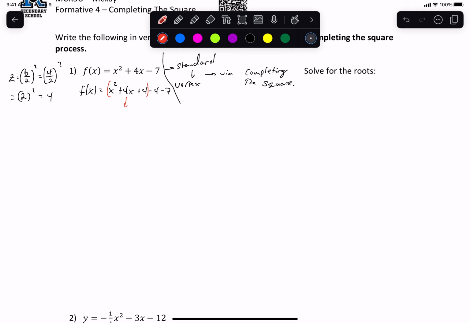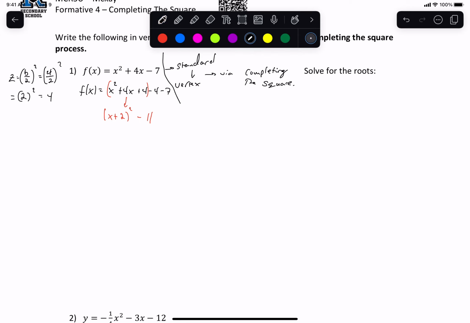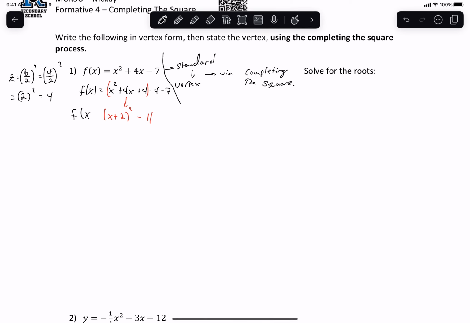2 numbers that multiply to 4 and add to 4. That sounds like 2 and 2. So that condenses to x plus 2 squared. And then you have the minus 4, minus 11. I saw a bunch of minus 11s as people were handing that in. So that's good. That's a bare minimum, I'd say, if you need to be able to get it to this stage.